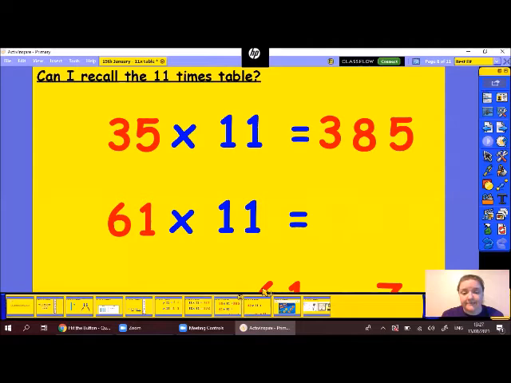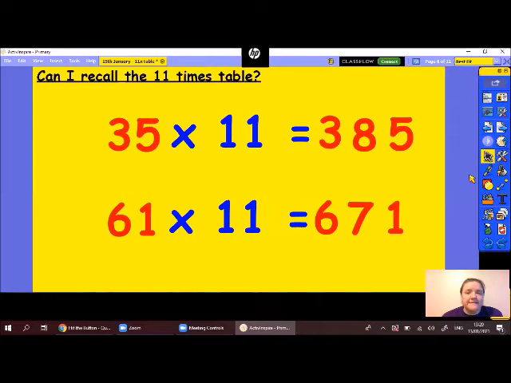61, same thing. We put our 6 and our 1 with a gap in the middle in our tens column. And we can do 6 add 1, well that's 7. We put the 7 in the middle. 61 times 11 is 671. Pause the video and have a go with some other multiples of 11.